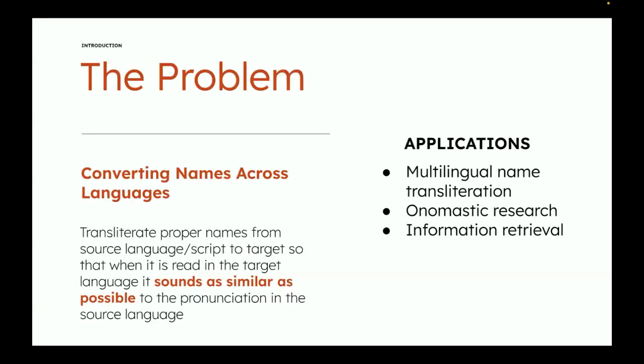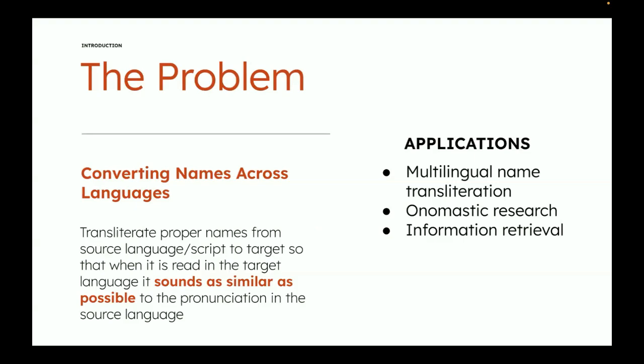So what is the problem? To put it most simply, the idea is how to convert a name from one language to another language without butchering this name, which often happens. So it includes pronunciation, meaning, and all other aspects of how you can represent one name in another language.